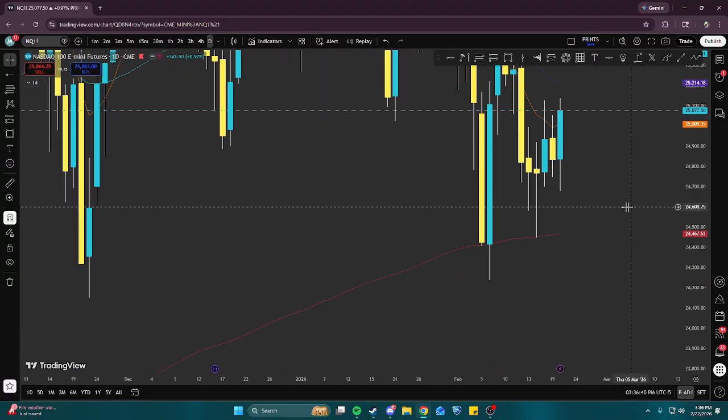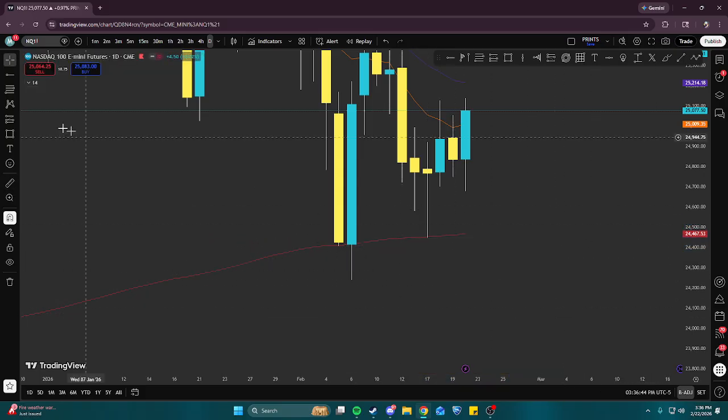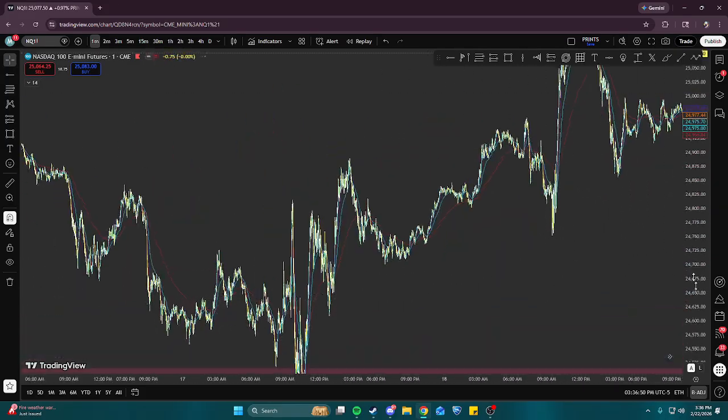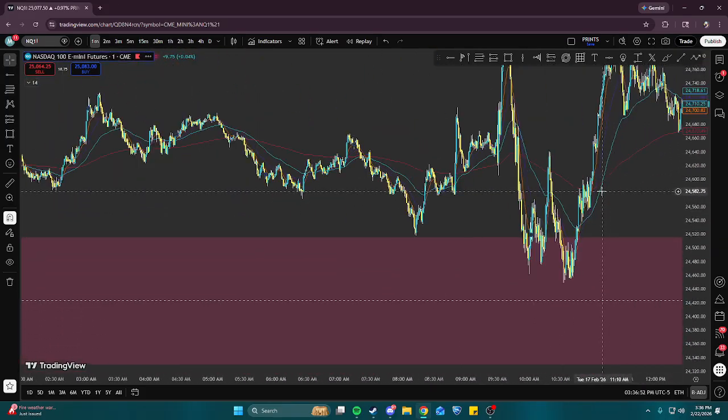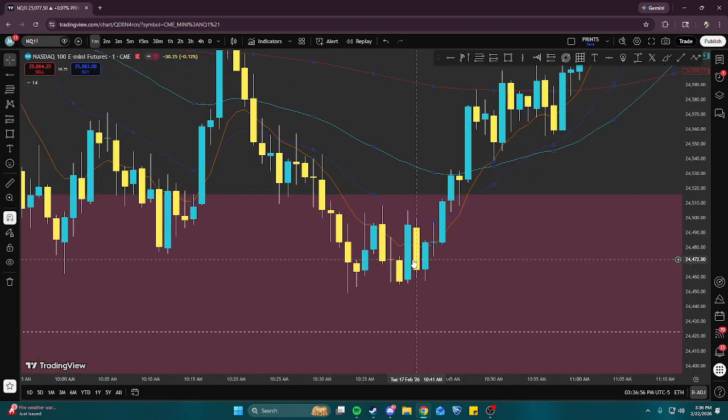What I look for is a higher time frame tap of the 200. Right here, we have a higher time frame tap. I'm going to draw a box, and then we're going to drop down to the 1 minute for this example. This is how I align the higher time frame with the lower time frame. We have a tap of the 200, and I want to see price start curling upwards.